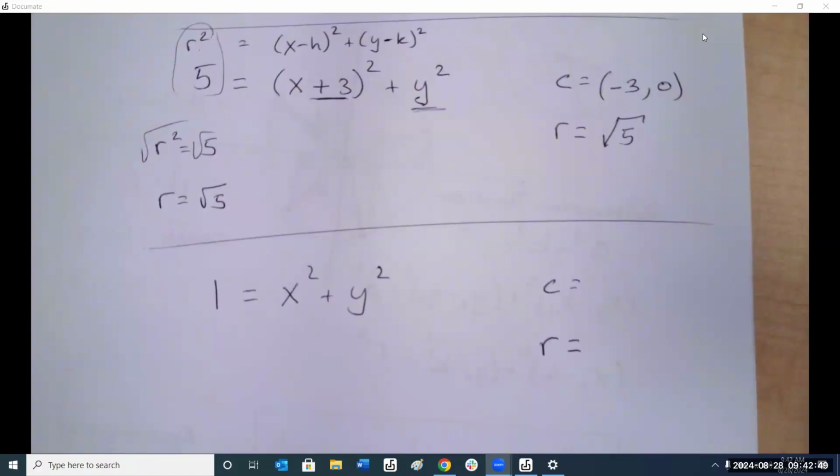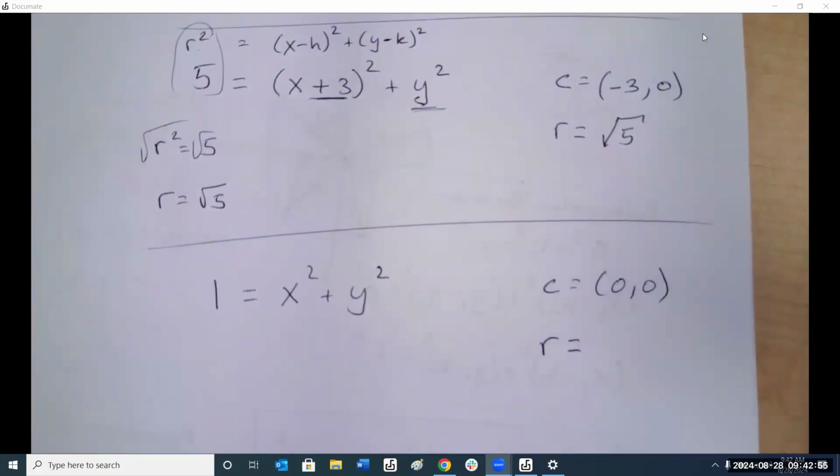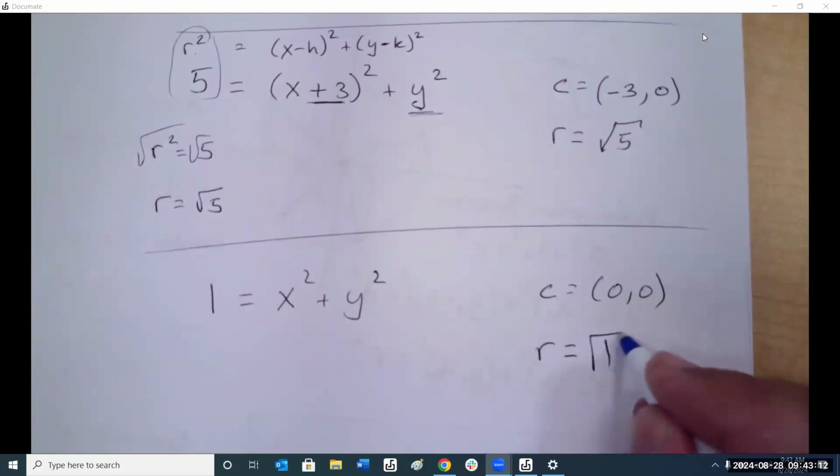Where's the center? Where's the radius? The center's at the origin because there's no plus or minus h and k. What's the radius? That would be the square root of 1, correct? Which is what? 1. The square root of 1 is 1. Yeah, it is.